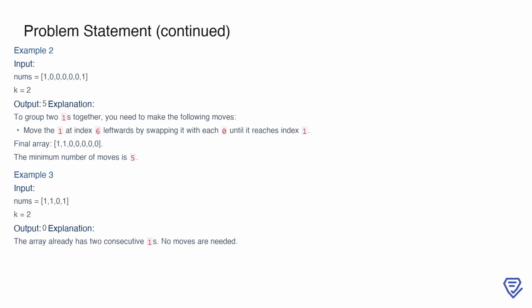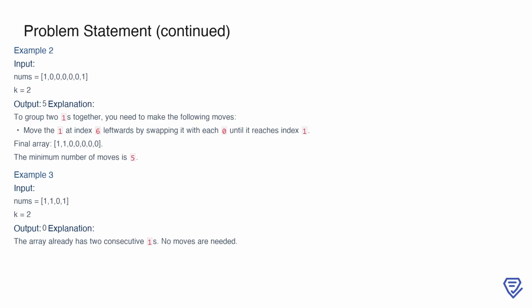Here's another example. Suppose nums is 1, 0, 0, 0, 0, 0, 1, and k is 2. To group two 1s together, we need to move the 1 at index 6 leftwards, swapping it with each 0 along the way until it reaches index 1. This results in the array 1, 1, 0, 0, 0, 0, 0. In total, this requires 5 swaps, so the output is 5.